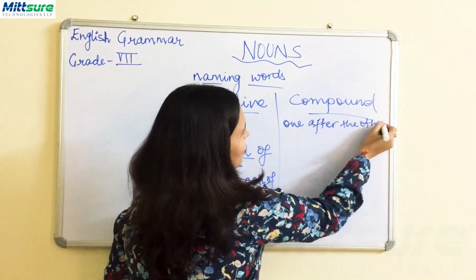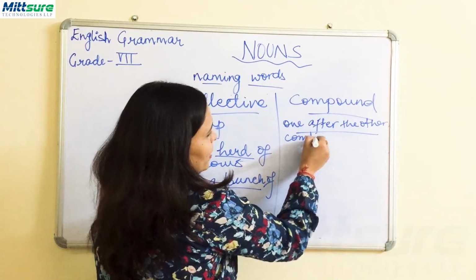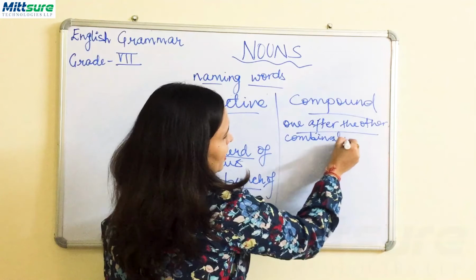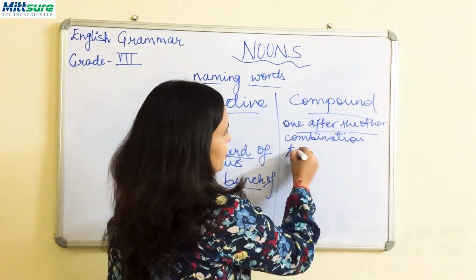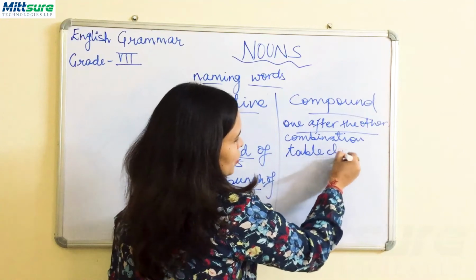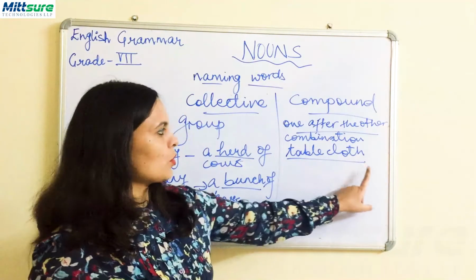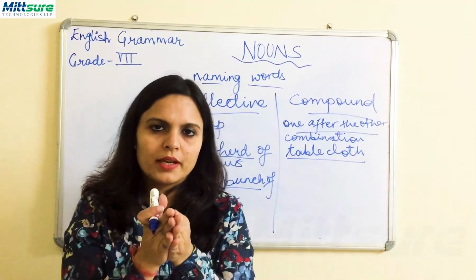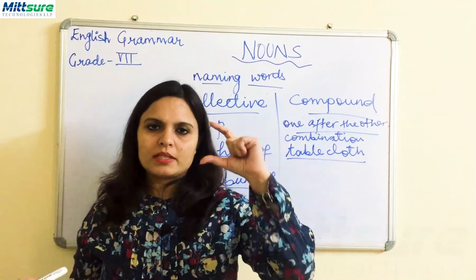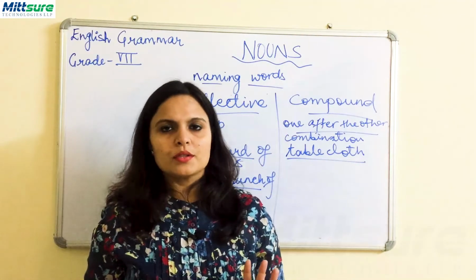What does that mean, one after the other? It is actually a combination of two things coming together. So two nouns, like tablecloth. It's a compound noun because table is a noun, cloth is a noun. So two common nouns coming together, building a single term, is called a compound noun.